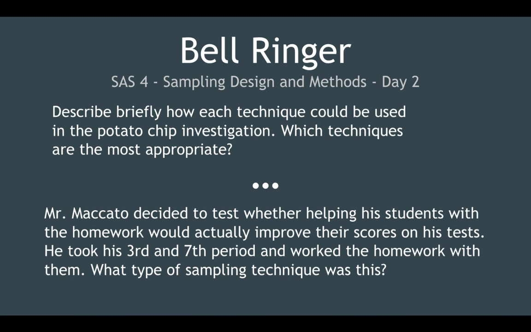All right, how about this? Mr. Mikado decided to test whether helping his students with their homework would actually improve their scores on his test. So out of his 7 classes, he took his 3rd and 7th period and worked their homework with them. What type of sampling technique was this? Okay, so he separated them into groups. Now we could call that stratified, but how did he help them? Did he use a portion of each? That would be stratified random. But he didn't do that, did he? No, he used 2 different periods. He separated them into groups, and then he used 2 of his 7 groups, 2 of his 7 periods. That's called cluster sampling, okay?